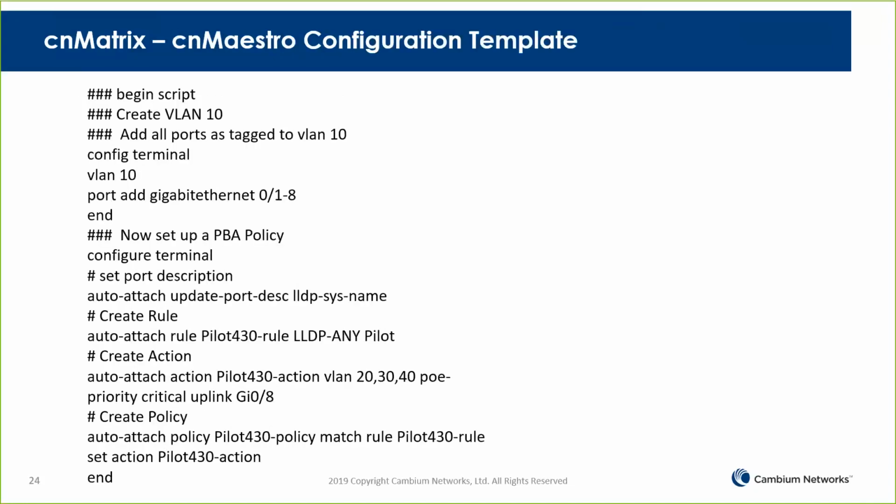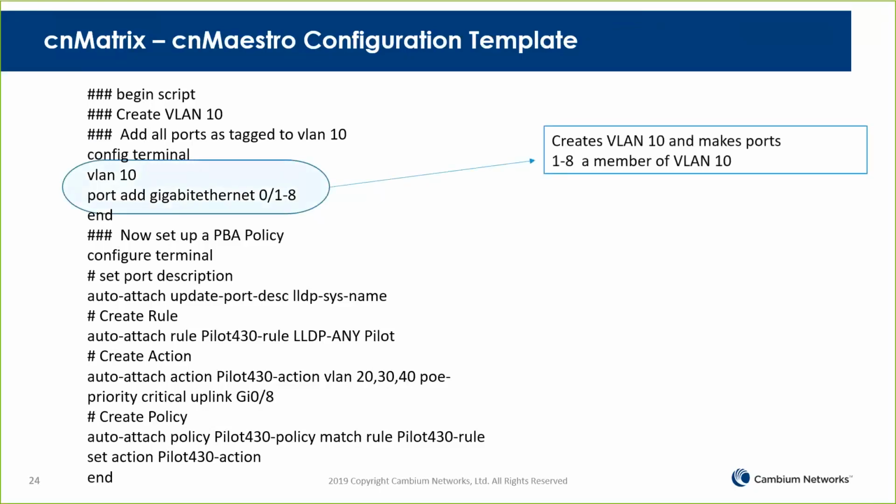All right, so a little bit about the cnMaestro configuration template that I set up. This is for demo purposes. So I've done a few things. The first step is I got a couple commands in my config file here to create VLAN 10, and I've made ports 1 through 8 a member of VLAN 10. Not port 9, not port 10.